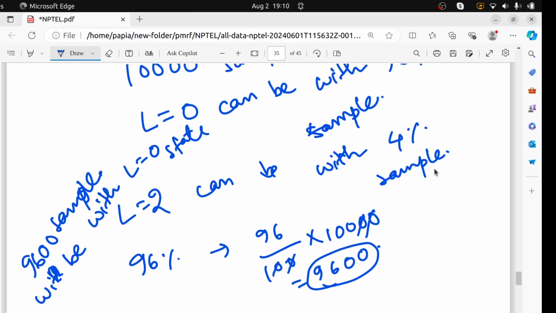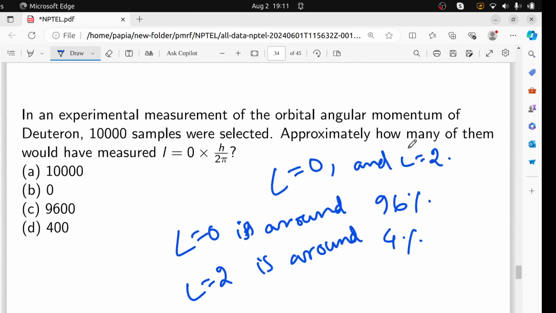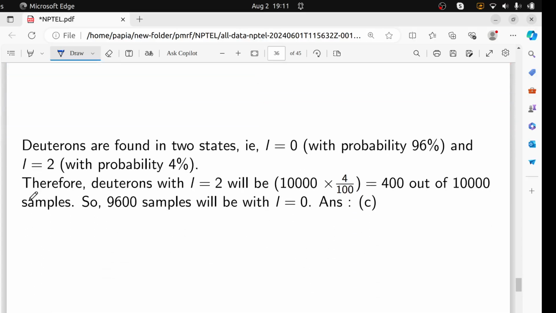This is what they are asking, approximately how many of them would have measured L equals to 0. So it will be simply 9600, because around 96% is L equals to 0 state. And I have written this one also here, but a little bit different way. You can see that deuteron are found in two states, L equals to 0 and L equals to 2. Therefore, deuterons with L equals to 2 will be that much. So 9600 samples will be with L equals to 0. That's it. Right.